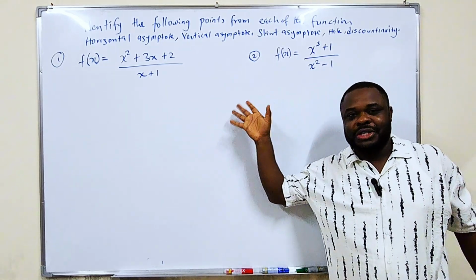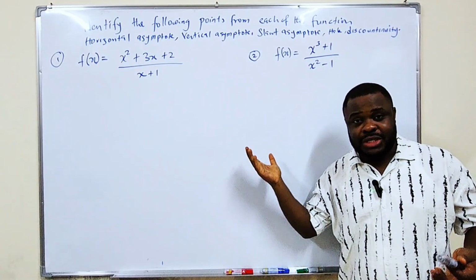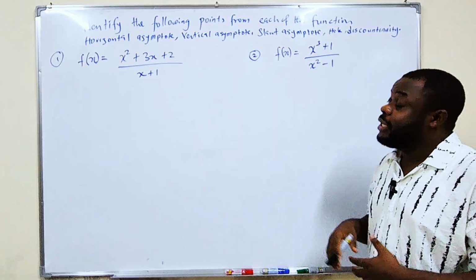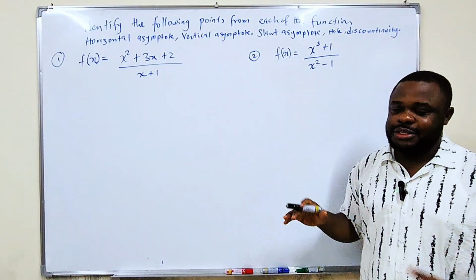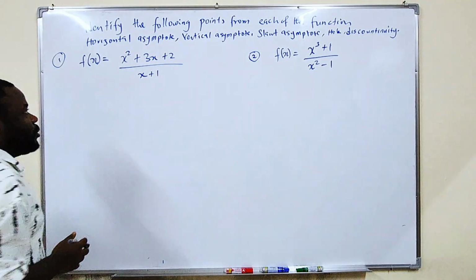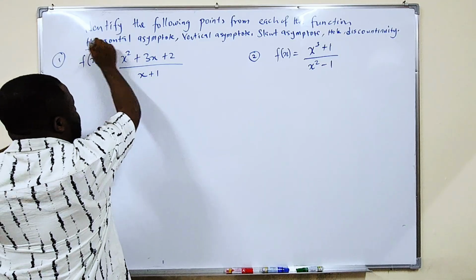All right, so this question said we should identify the points, the vertical asymptotes, horizontal asymptotes, even holes. Let's check if there is a hole, if there's discontinuity, and all these things. So let's start from function 1. The first thing you are going to do is look for the horizontal asymptotes. Let me draw a line.